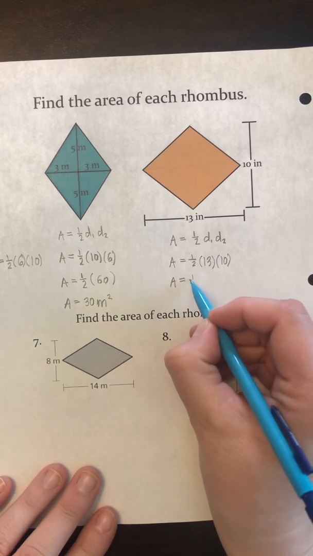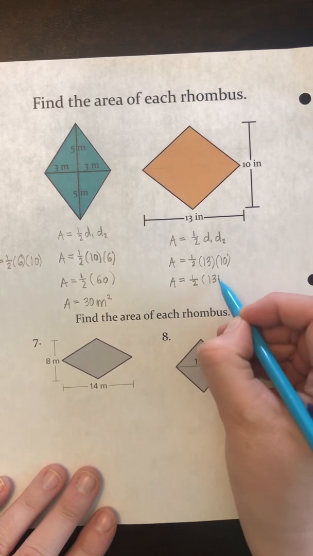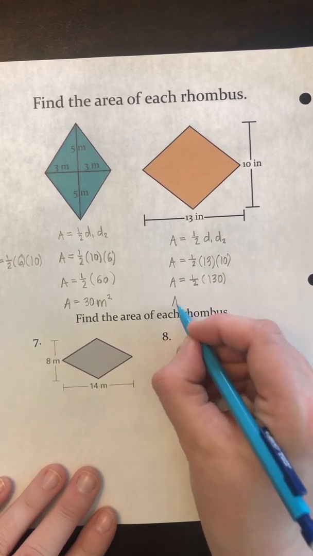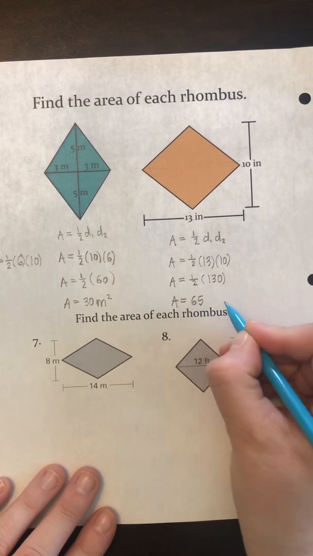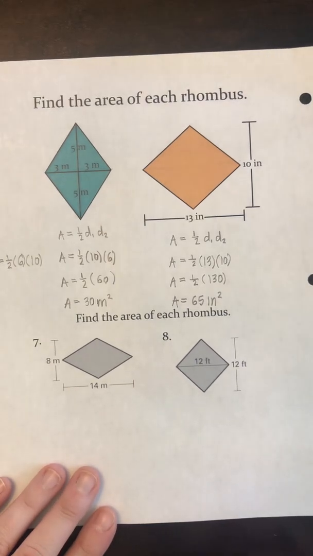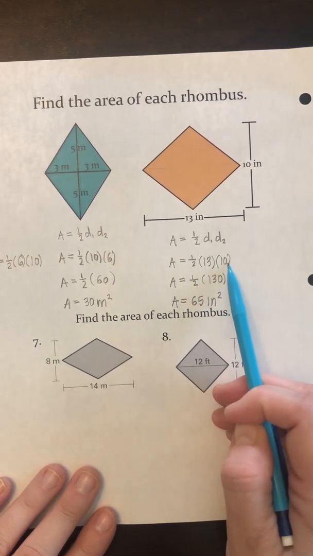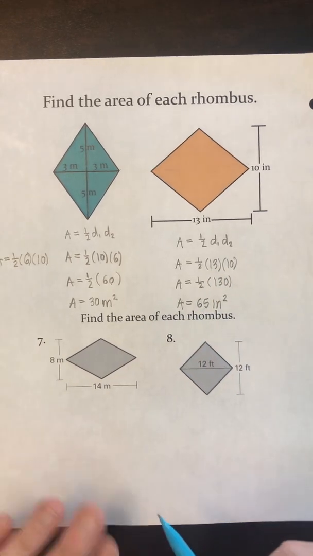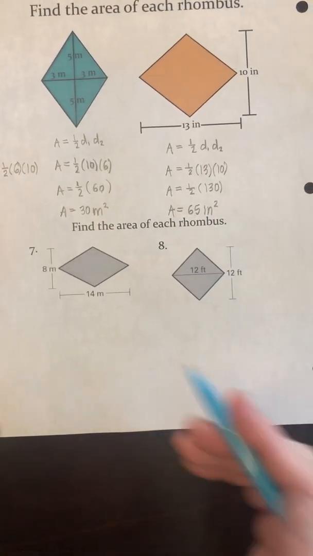So what I would do first is do 13 times 10, which is 130. And that is even. And so now when I chop it in half, I will get a nice number. And that chopped in half is 65. So 65 inches squared. Again, you could have changed your order. You could have done half of 10, which is 5, and then 5 times 13 also gives you 65. So you can change that order again. You can put it in whatever order that you'd like.